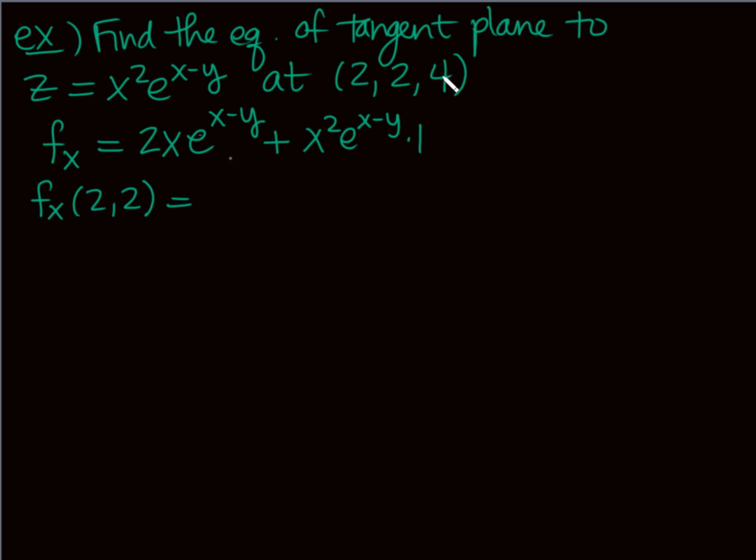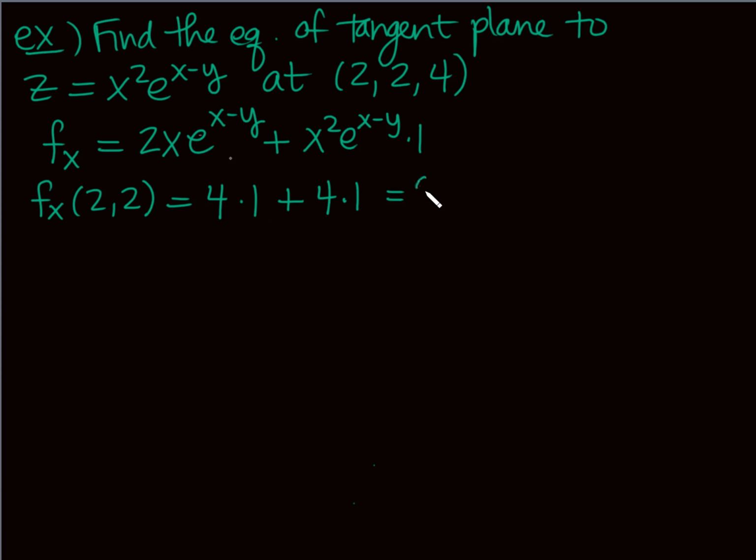So what would f sub x of 2, 2 be? Because I don't really care about the 4, since it's just in terms of x and y. Well, here I would get 4. This would be e to the 0, which is 1. Here I get 2 squared, which is 4 times 1. So we get 8.